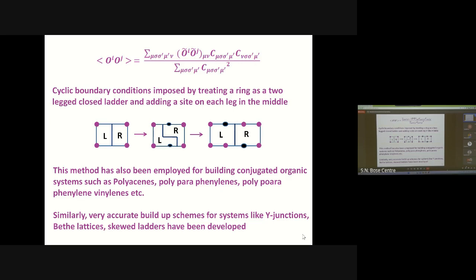And in order to avoid the errors, what we are doing is putting the sites in the middle only, but we have already started initially with a ring, so that you already have cyclic boundary. So this is the way you can actually implement the cyclic boundary condition.